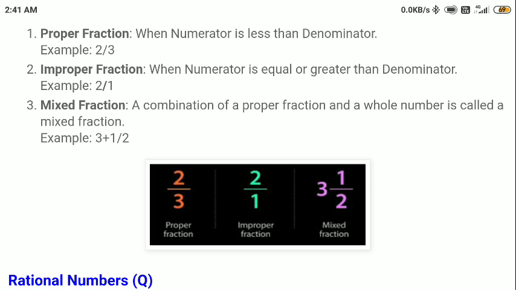So let us see a few examples. 2 by 3 is proper because 2 is less than 3, the numerator is less than the denominator. 2 by 1 is improper because 2 is bigger than the denominator, which is 1. And the third one is 3 and 1 by 2. So we are saying that 3 is added to 1 by 2. That means we have 3 as the whole number and 1 by 2 is our fraction, which is a proper fraction. When we add them, we have 3 whole parts and 1 half part. That means we have a total of 3 and a half. So these are the examples for types of fractions.